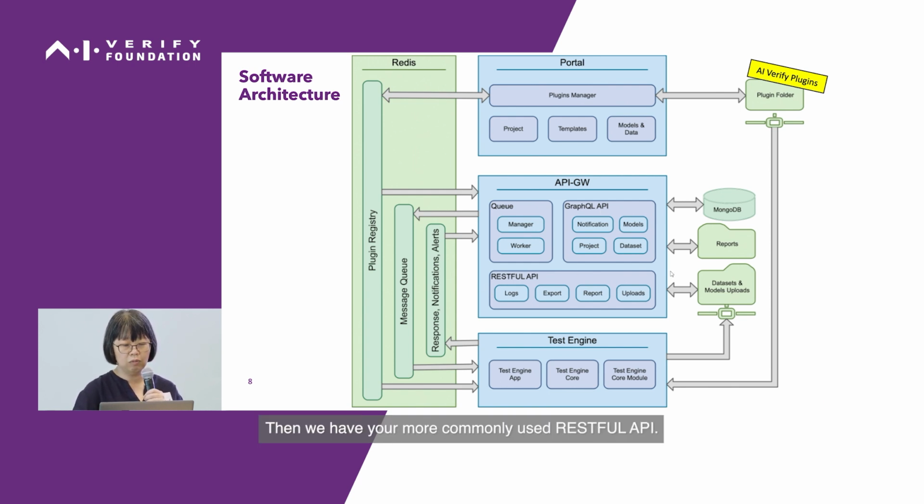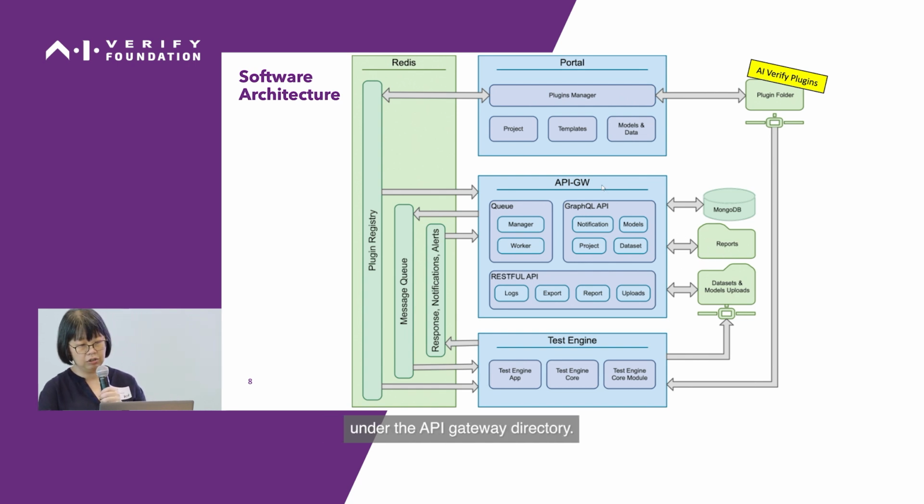Then we have the more commonly used RESTful API, but this is mainly used to upload files. Like when we upload the data and models, these will be posted to our REST API, and it's all saved under the portal directory. The reports generated are also saved under the API gateway directory.